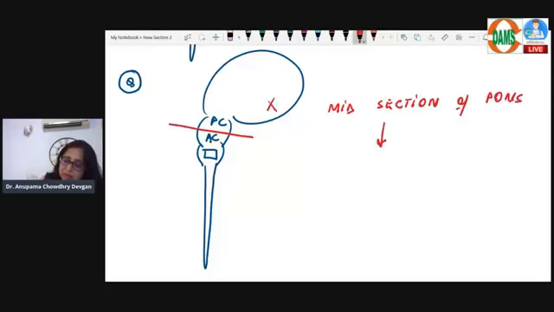There is no limbic system control, no cortical control, no pneumotaxic control. Now, the apneustic center will be active. So what will happen to the depth of inspiration? There is an increase in the depth of inspiration. A midsection of the pons will cause an increase in the depth of inspiration.